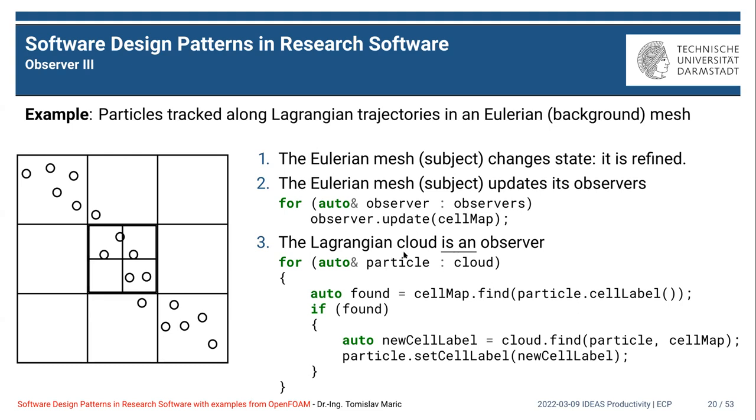So what the cloud does is loop over particles, use the cell map that was passed as an argument of the update, and try to find the cell label inside the cell map. If the old cell label is not there, this means that the old cell is still the old cell. The cell wasn't split. If it was found, then it updates the particle with the new cell ID. So this is a literal example from CFD of this observer-subject relationship.